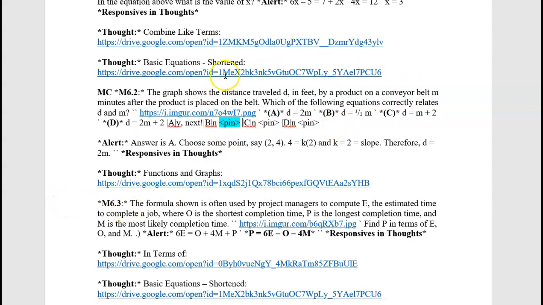That's the whole thing. Do this. Do it. If you have questions about it, let me know.